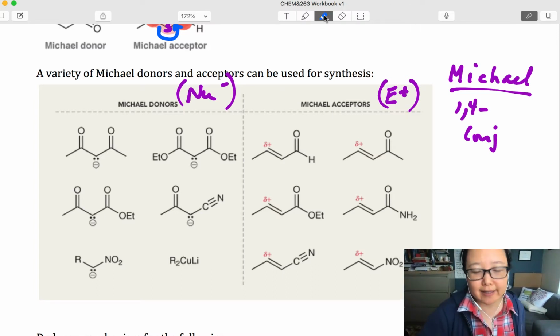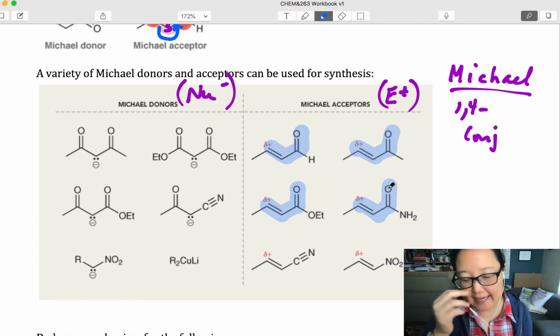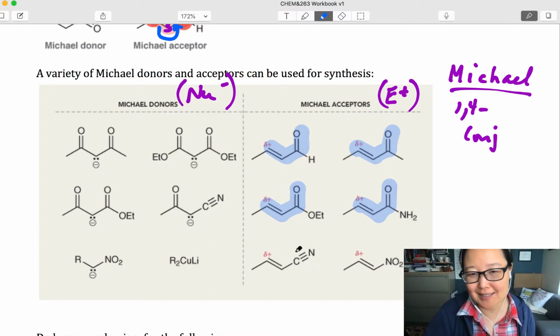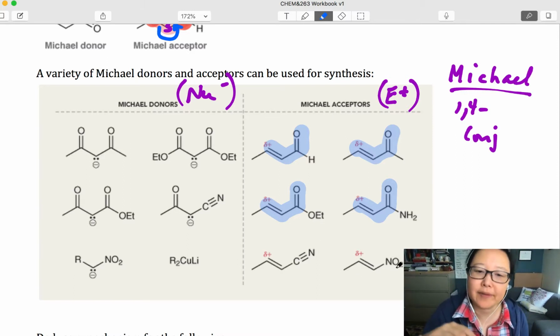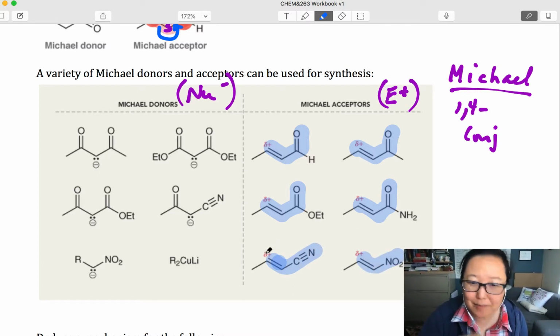And notice that for all the Michael acceptors we're talking about, these are carbonyl systems, alpha-beta unsaturated carbonyls of some kind. Whether it's an aldehyde, ketone, ester, amide, even a cyanide, remember that's a derivative of a carboxylic acid, or a nitro group even. These are electron withdrawing groups, and they can help pull these electrons toward themselves and make that beta carbon more positively charged for attack.